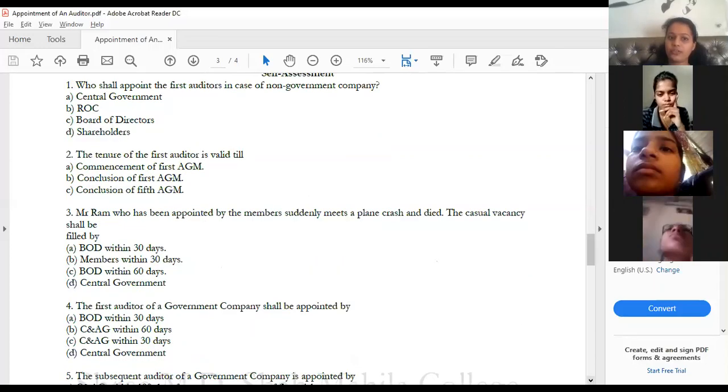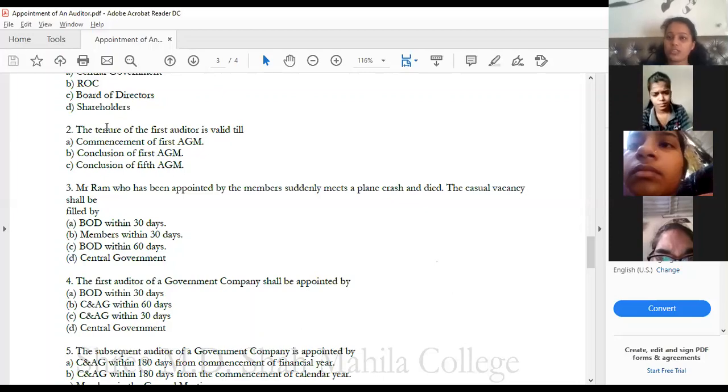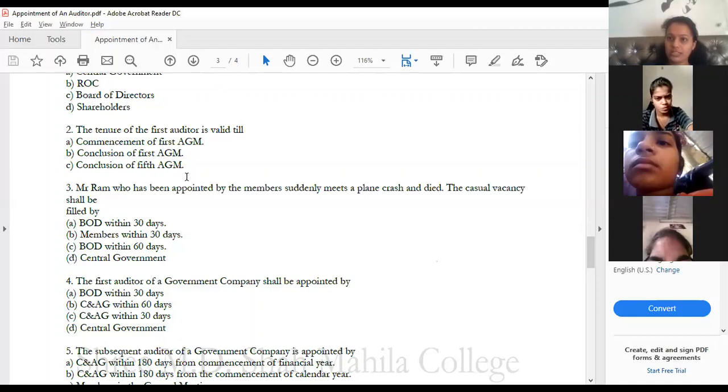Going ahead, tenure of the first auditor is valid till. What is the tenure? You'll remember we just studied. Tenure means duration. First auditor, what is the duration of the first auditor? Commencement of the first AGM, conclusion of the first AGM, or conclusion of fifth AGM? What do you think? What is the answer?